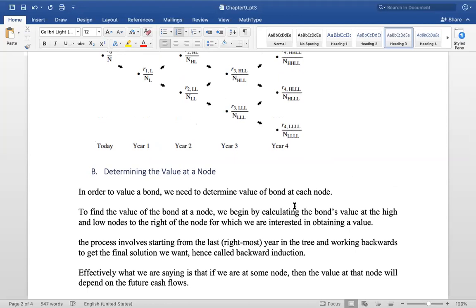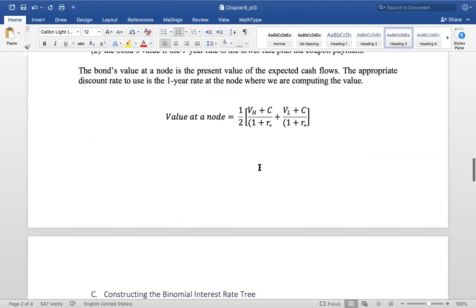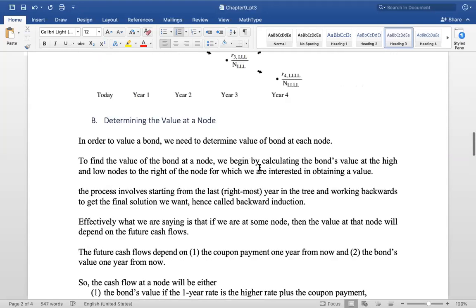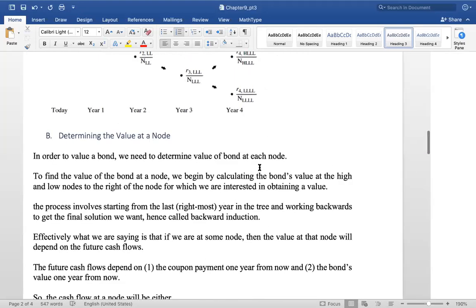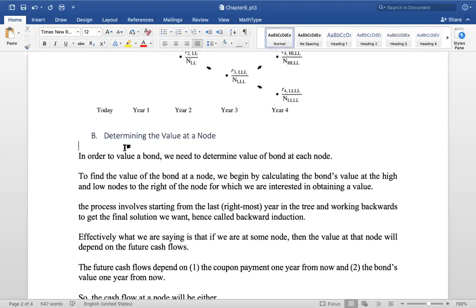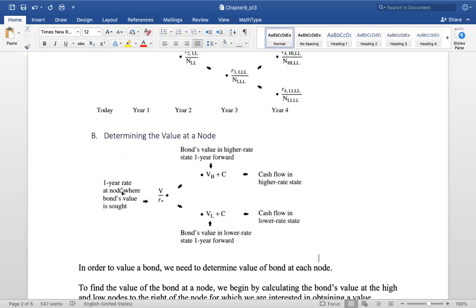When we look at the bond valuation, we need the value at each node. Let me show you another exhibit. Let me take a snapshot from the book and show you something. Okay, let me paste it here. Okay, so you can see this.